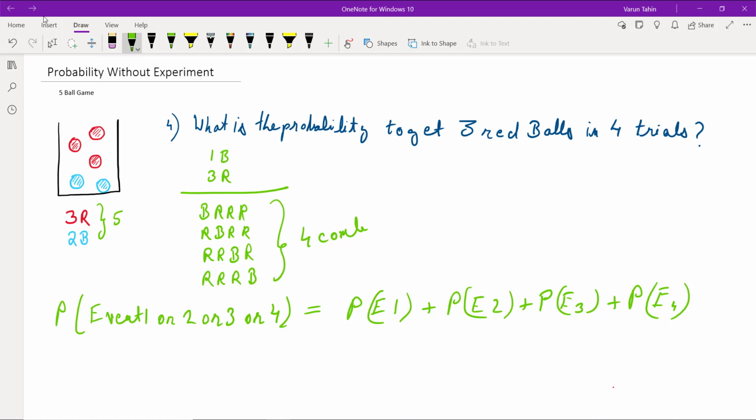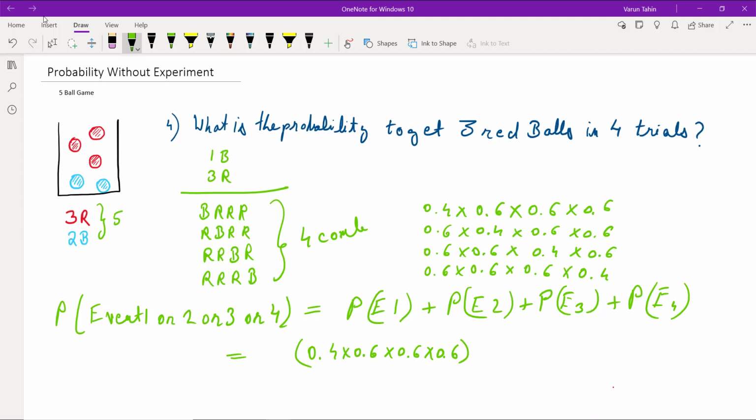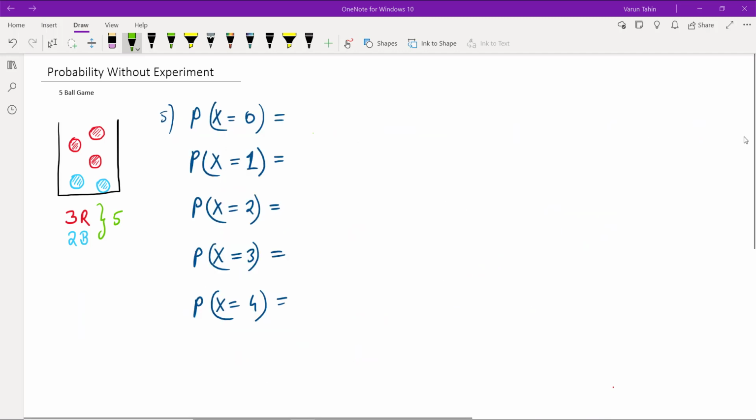So while we expand this, you will get 0.4 into 0.6 into 0.6 into 0.6. So this is for one probability, and identically you will find that we will get the same probabilities for the rest of the combinations also. So we can directly say multiplied by 4 here. So we'll get 0.3456.